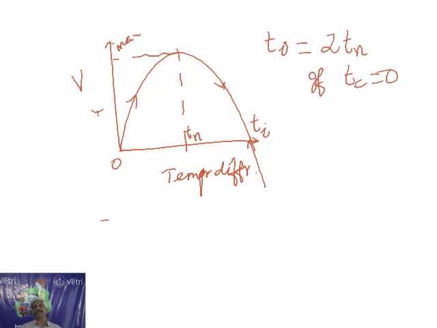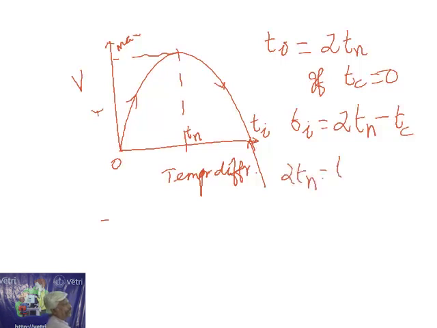Instead of that, how can you change it now? Suppose the cold junction value is given, then the formula is modified as Ti equals 2 times Tn minus Tc, or 2 times Tn equals Ti plus Tc. What is Ti? Inversion temperature. What is Tc? Temperature of the cold junction. If we take 0, we can directly put Ti equals 2 Tn, or Tn equals Ti by 2. Both are the same.